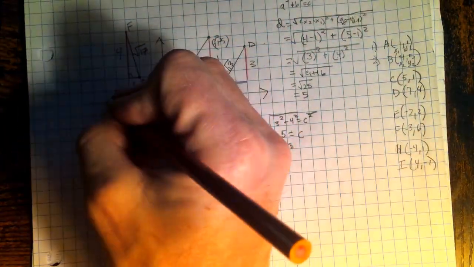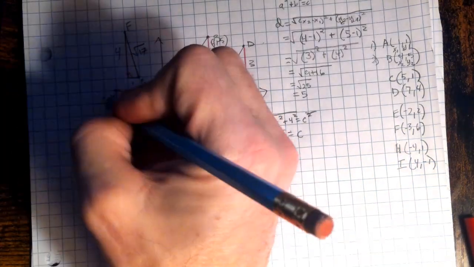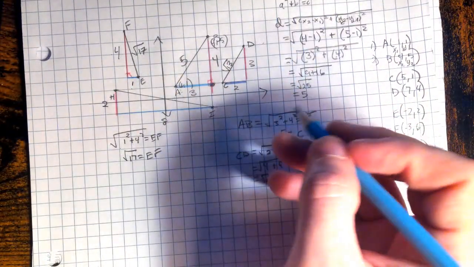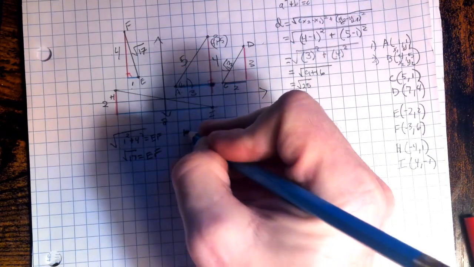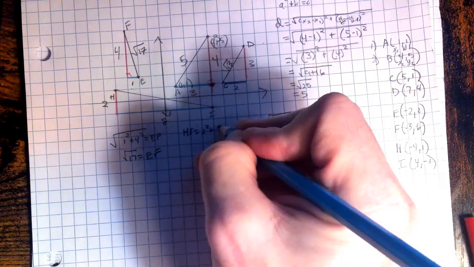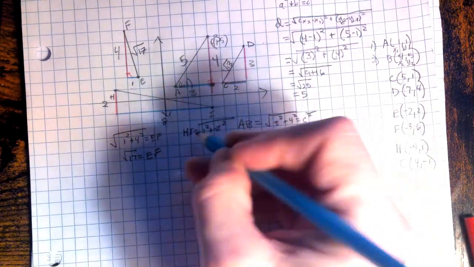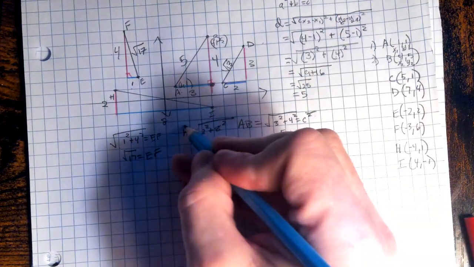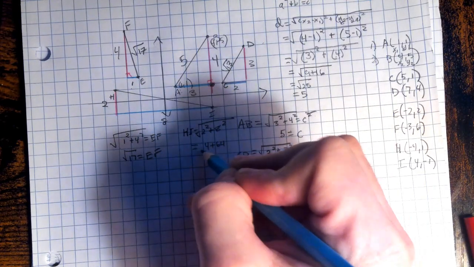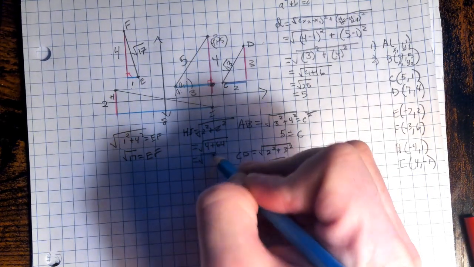This distance here is 2. I'll use my pencil. And then this distance 2 is 4, and then 4, so this is 8. So I know that HI is equal to 2 squared plus 8 squared, and that the square root of that is my segment length, HI. So, okay, that's 4 plus 64, right? That gives me the square root of 68.